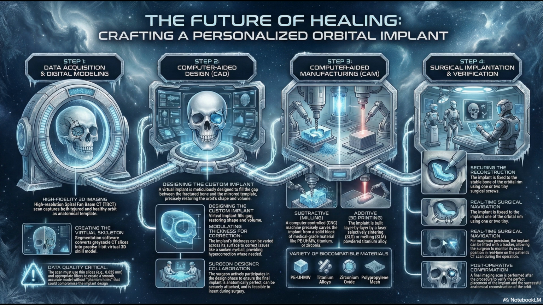Think about chronic fractures. They often come with secondary problems like orbital fat atrophy. That's what causes that sunken-in look, enophthalmos. So to fix that, you need to do something called hypercorrection. You intentionally design the implant to be a little thicker, to slightly over-reduce the orbital volume, to push the eyeball forward and compensate for that lost tissue.